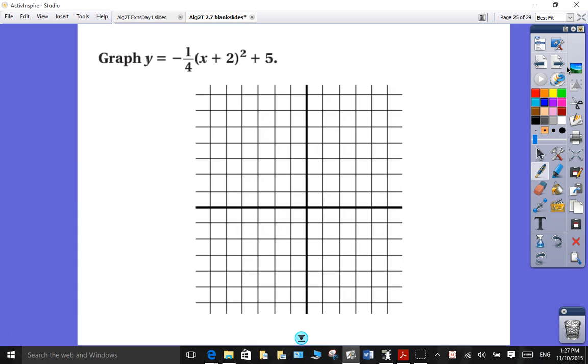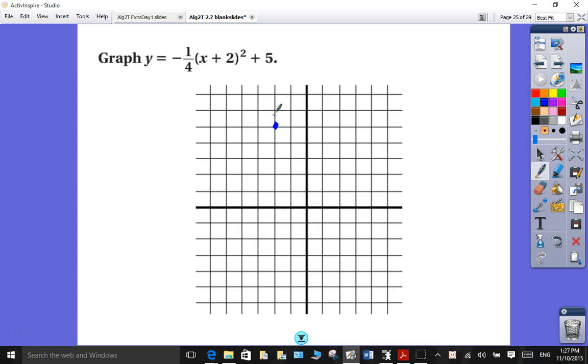Is it going to open up or down? And it's going to open down. Yeah, because now it's a quadratic, it'll be a parabola. The shape won't be a V, it'll be a U, right? So I can put in my vertex, -2, +5, right there. And then I do need a point.